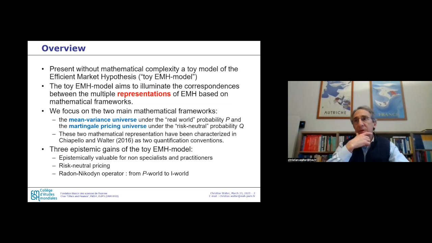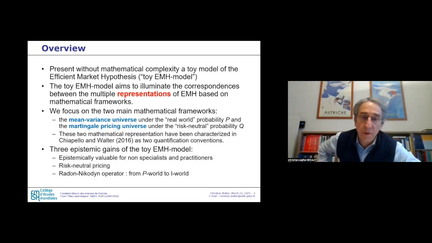The second epistemic gain, I think, is a deep understanding of what exactly risk-neutral pricing is. It's very important for today's debates, to be able to discuss and debate the EMH, mainly for the ethical issues, using not the old-fashioned framework of the P world with the mean-variance universe of Markowitz and Sharpe, but the modern framework using risk-neutral pricing. But risk-neutral pricing, I think, is not very well understood by non-specialists or non-experts of the financial markets.